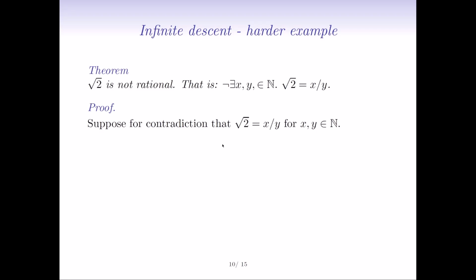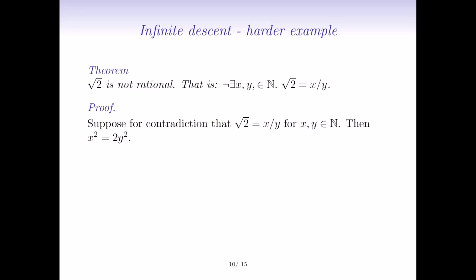So we can prove this by infinite descent because we're going to assume that there is a counterexample to this theorem. So let's assume for contradiction that the square root of 2 is rational, which is to say that there's a way of writing it as a rational number. There are numbers x and y, which are natural numbers, such that root 2 is equal to x divided by y. Now, just by multiplying out, you can see that this means that x squared is equal to 2y squared.